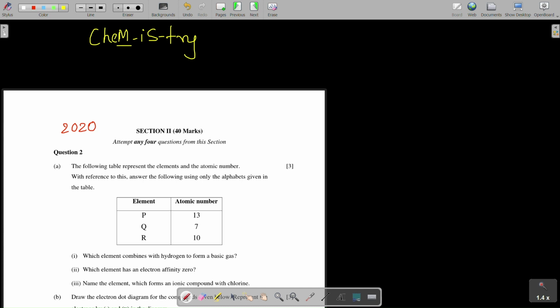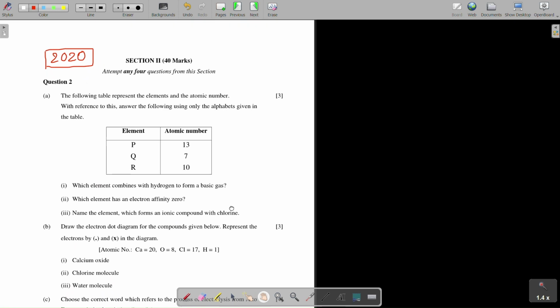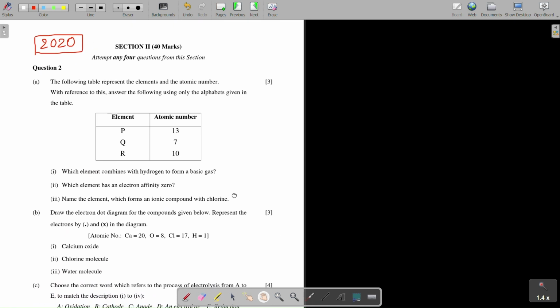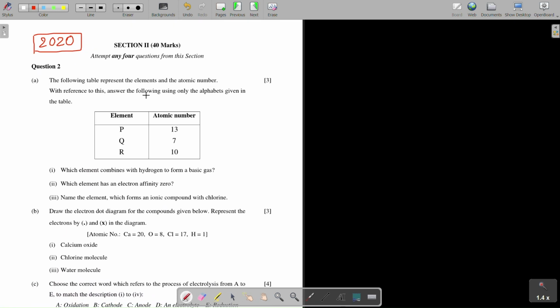My name is Mahantesh Shettar, and in the previous class we discussed the question paper. I discussed section 1 of the 2020 question paper. So in this session we are going to learn about section 2. We're going to solve section 2. In section 2 we have to attempt any 4 questions out of 6 questions.